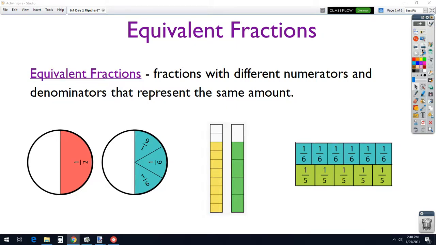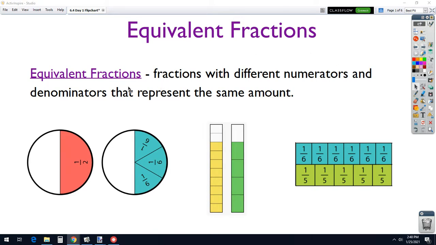So today we're going to learn about equivalent fractions. And before we learn about how to create equivalent fractions or identify them, we should learn what an equivalent fraction is. So you see the definition there on the screen. It's fractions with different numerators and denominators that represent the same amount.